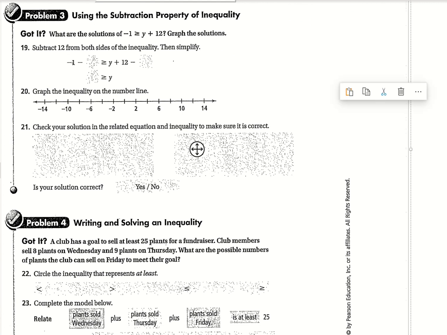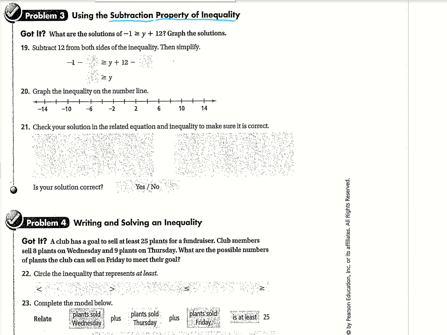We are going to go ahead. I think I got it. Sorry. We are going to go ahead and look here at problem 3. This is the subtraction property of inequality, right? So earlier we did addition. This one is now the subtraction property of inequality.